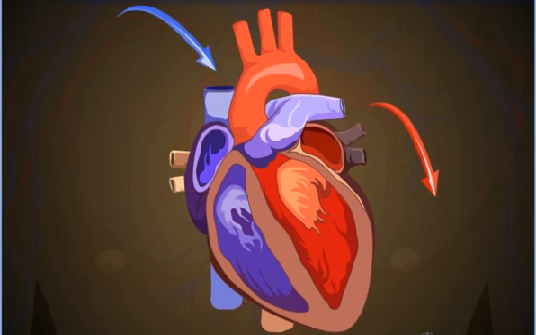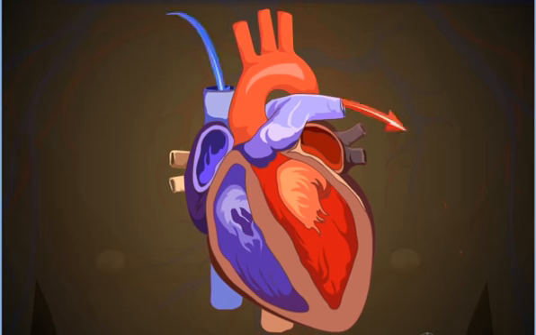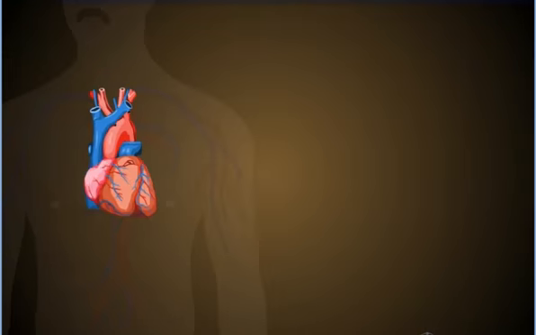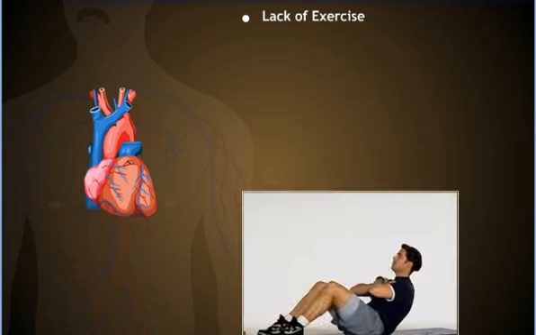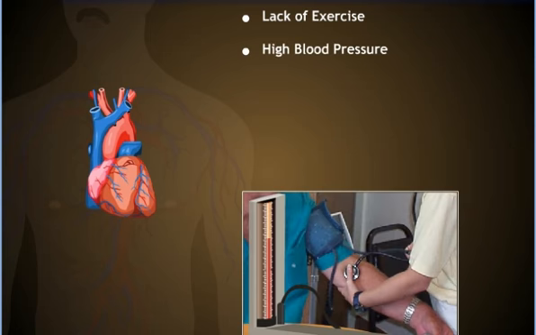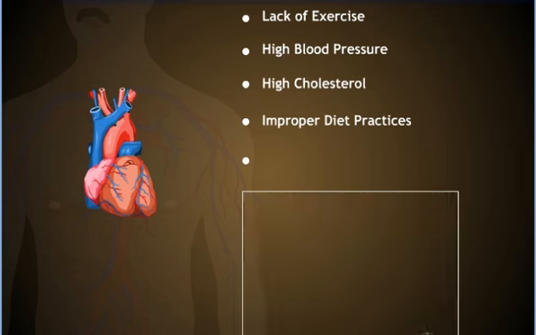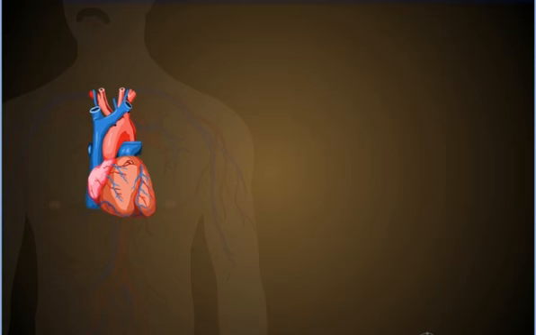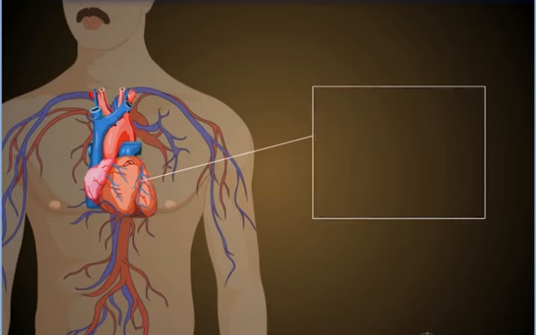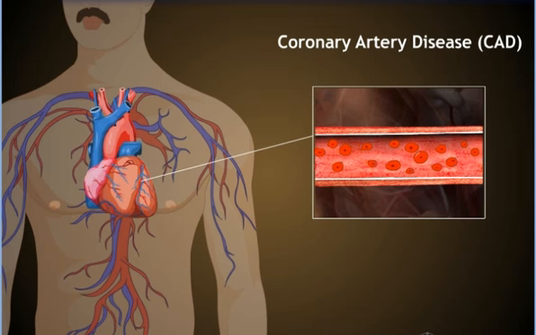Though the heart is built tough, heart diseases do occur quite commonly. The causes may be lack of exercise, high blood pressure, high cholesterol content, improper diet practices, smoking, etc. One of the most common heart diseases is CAD, coronary artery disease. The coronary arteries are the blood vessels which supply blood.